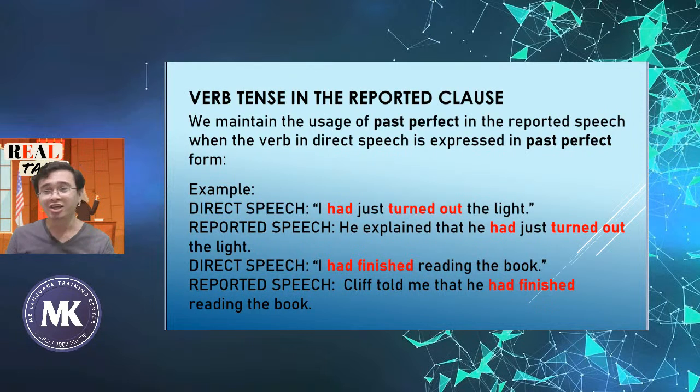Nothing has changed. And for direct speech, here is another example again: "I had finished reading the book." So "had finished" is again in past perfect. Then in reported speech, we can say, "Cliff told me that he had finished reading the book." The same. Nothing has changed.